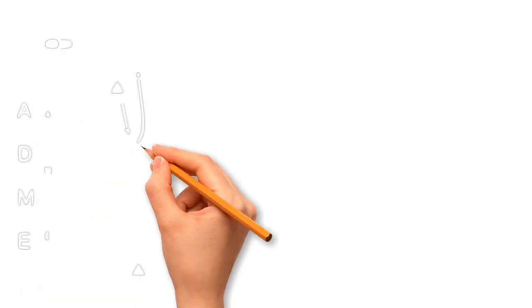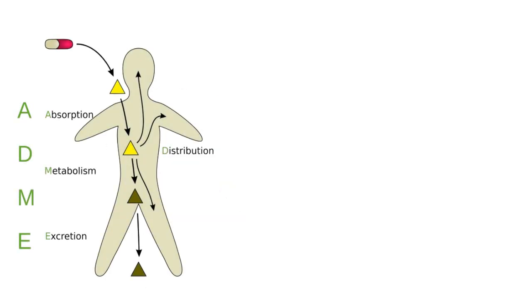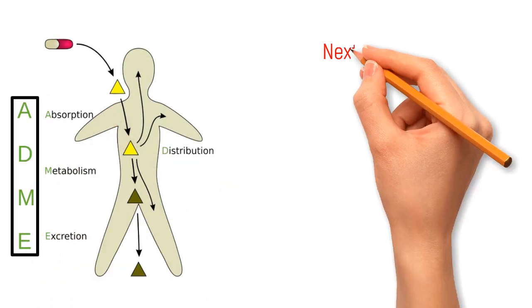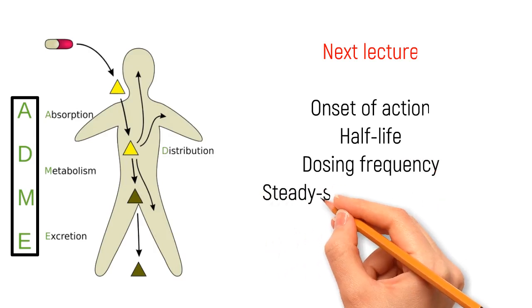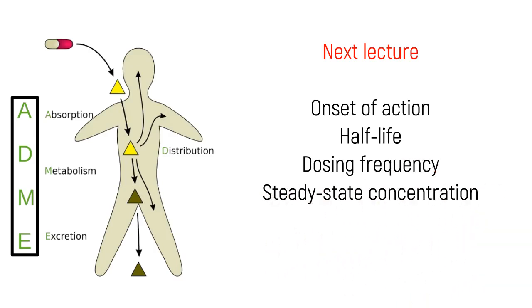In the next lecture, I will discuss how these pharmacokinetic processes, absorption, distribution, metabolism, and excretion, affect the onset of action, half-life, dosing frequency, and steady-state concentration of drugs.